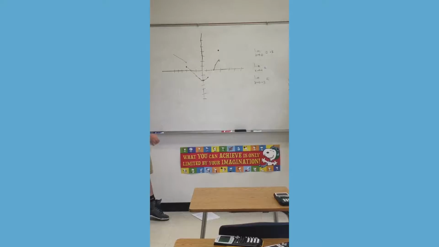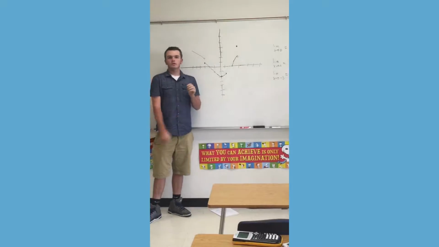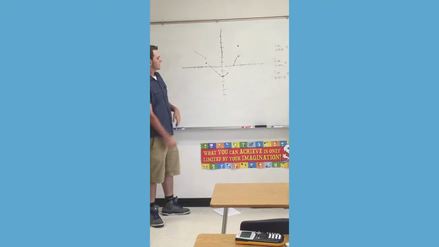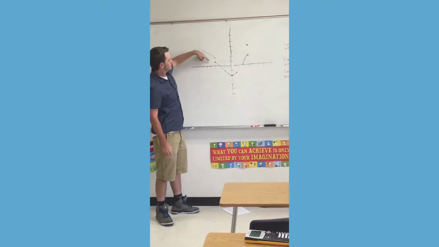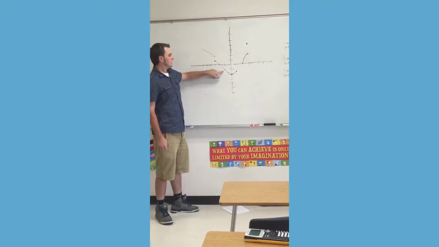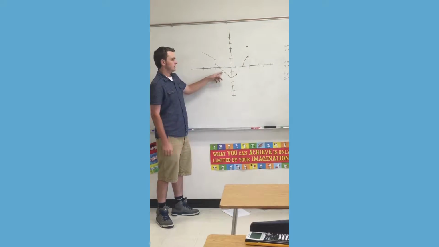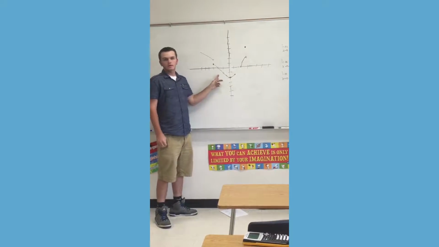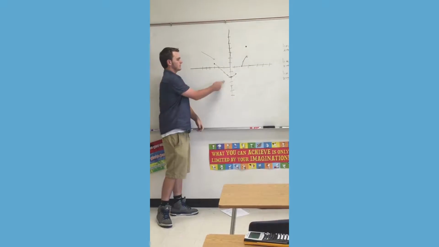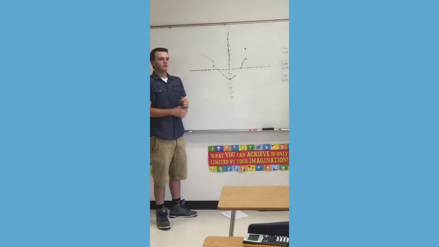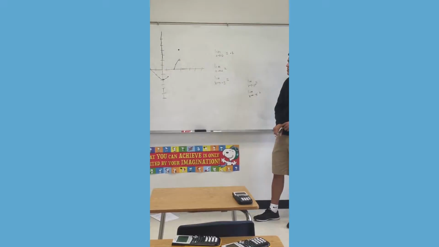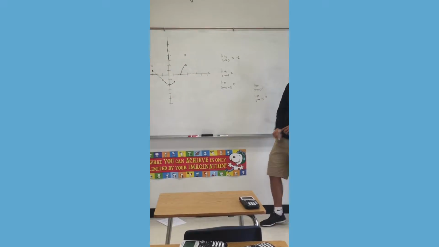Now, another good example is as x approaches -1. As x is approaching -1, it doesn't equal -1, but it approaches -1. And from the other way, it also approaches -1. So the limit as x approaches -1 will be -1.